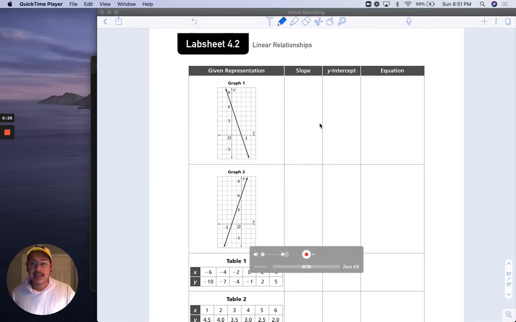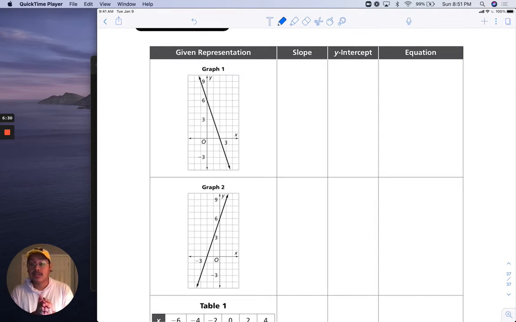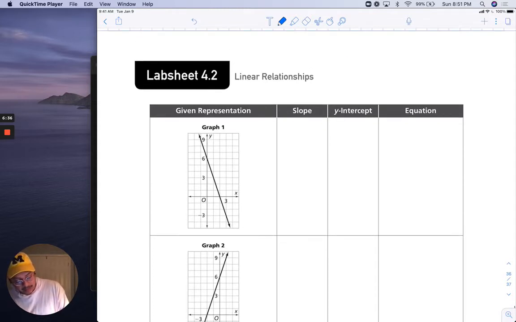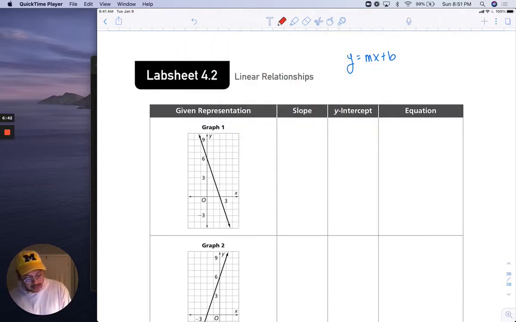Alrighty, take a look at the first section here. They want us to find the slope, the y-intercept, and then write the equation. So at the very top, I'm going to write down y equals mx plus b, just so I have it here for reference. Okay, my m represents my slope, my b represents my y-intercept.